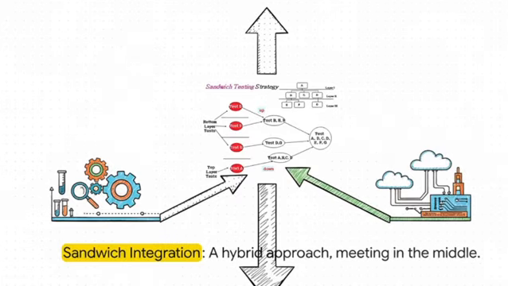Or you can just do both at the same time. This is called sandwich integration. As the arrows here suggest, some teams work from the top down while others work from the bottom up, and they all meet somewhere in the middle. Honestly, this is often the fastest and most efficient way to get it done.